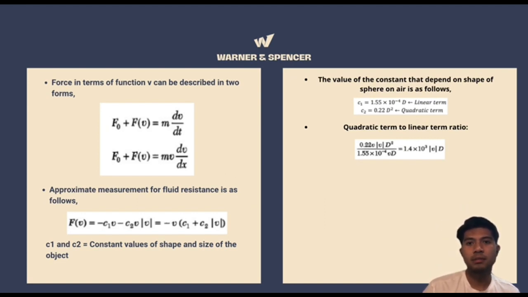The approximate measurement for fluid resistance is as follows, where c1 and c2 are constant values depending on the shape and size of the object. Next, the values of the constants that depend on the shape of a sphere in air are as follows: c1 is 1.55 multiplied by 10 to the power of negative 4 d for the linear term, and c2 is 0.22 d to the power of 2 for the quadratic term. So next is the quadratic term to linear term ratio as below.